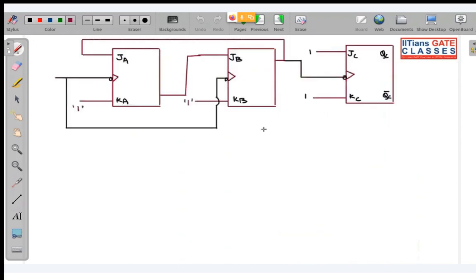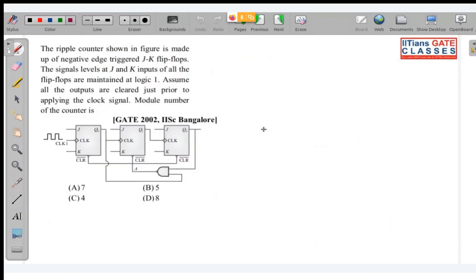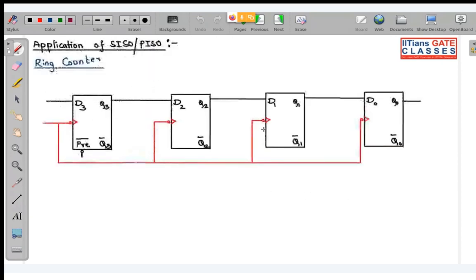So what I will do, I will give all these questions as homework. I will send you this PDF after the class. You can solve all the questions, and then in the next to next class when we have this session, at that time we will solve all the questions first.